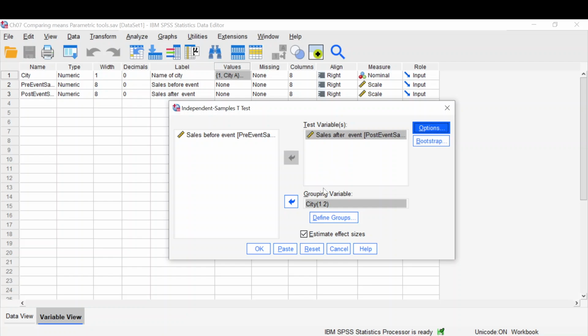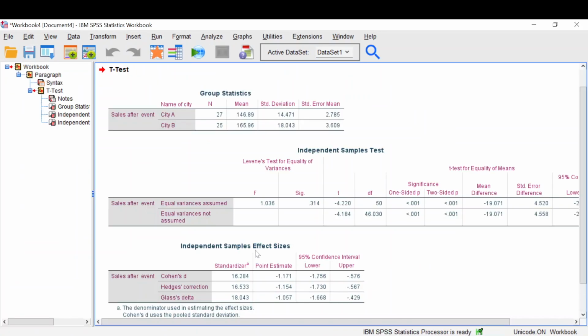That's not necessary here. And then we'll keep this estimate effect sizes box checked. Once you're ready, we'll hit OK. And here we have the results. So the first thing you can do is confirm the N, that is the population size, for each of the cities to make sure that those two cities are similar in size.